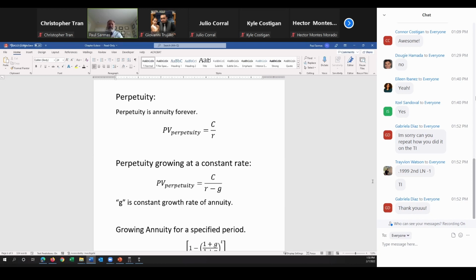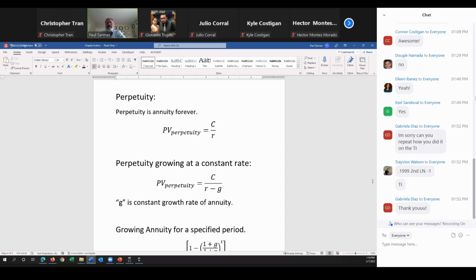We have annuities for a certain number of years. What if you have annuities forever? There used to be, not anymore, or you don't see it that often, British government bonds that had maturities of 99 years. That's almost forever, okay? They used to be called consols, and the bonds did not expire for 99 years.